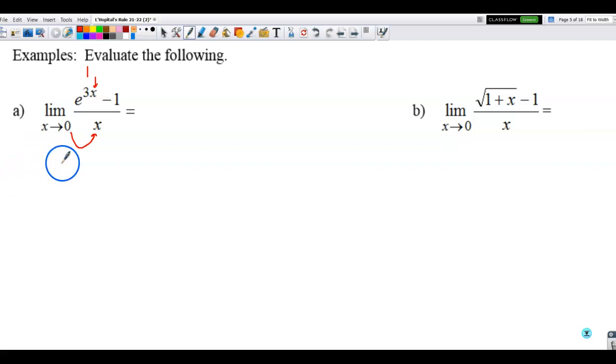But I may not write 0 over 0. What I do in my work and what I expect you to do in your homework is to show the following steps. Step number 1, find the limit as x goes to 0 of the numerator, so the limit as x goes to 0 of e to the 3x minus 1. When we substitute 0 in place of x, we get e to the 0, which is 1, and 1 minus 1 is 0.